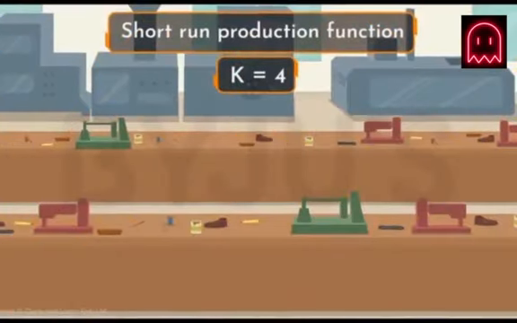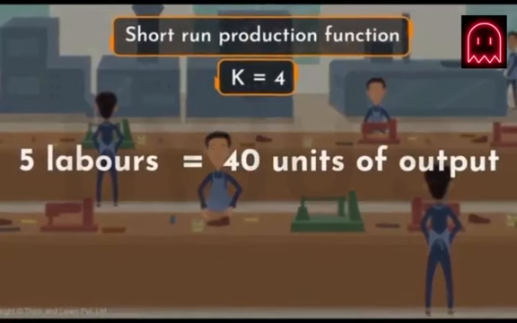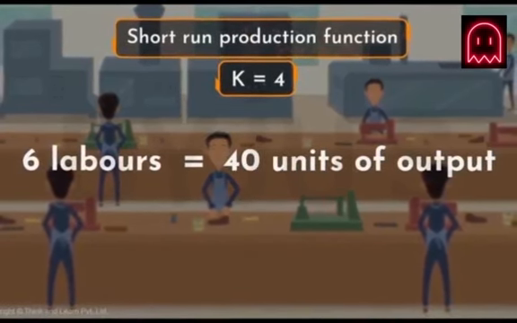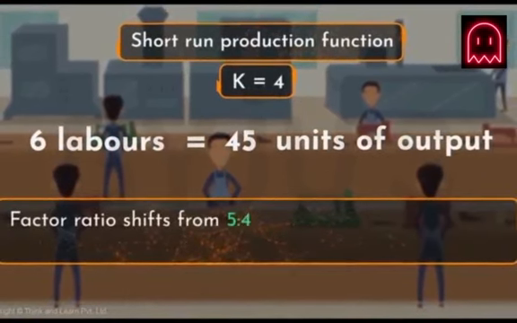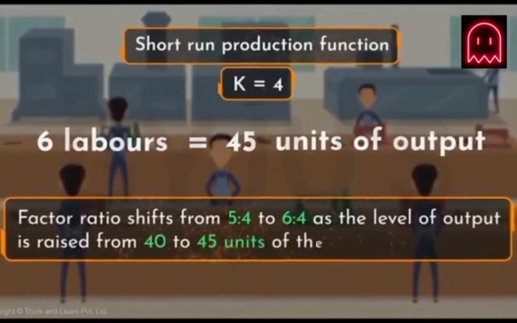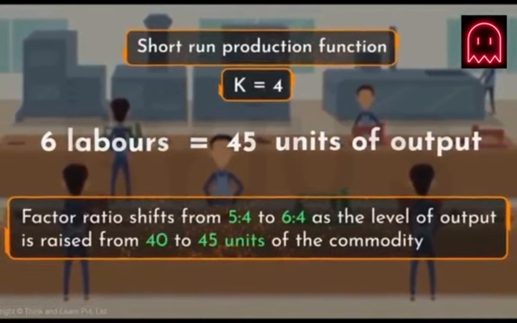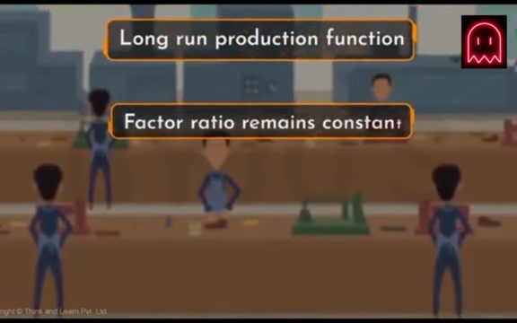Thus, K equal to 4 when 5 units of labor are applied to produce 40 units of output, or when 6 units of labor are applied to produce 45 units of output. Accordingly, the factor ratio shifts from 5:4 to 6:4 as the level of output is raised from 40 to 45 units of the commodity. In the long-run production function, on the other hand, the factor ratio remains constant.